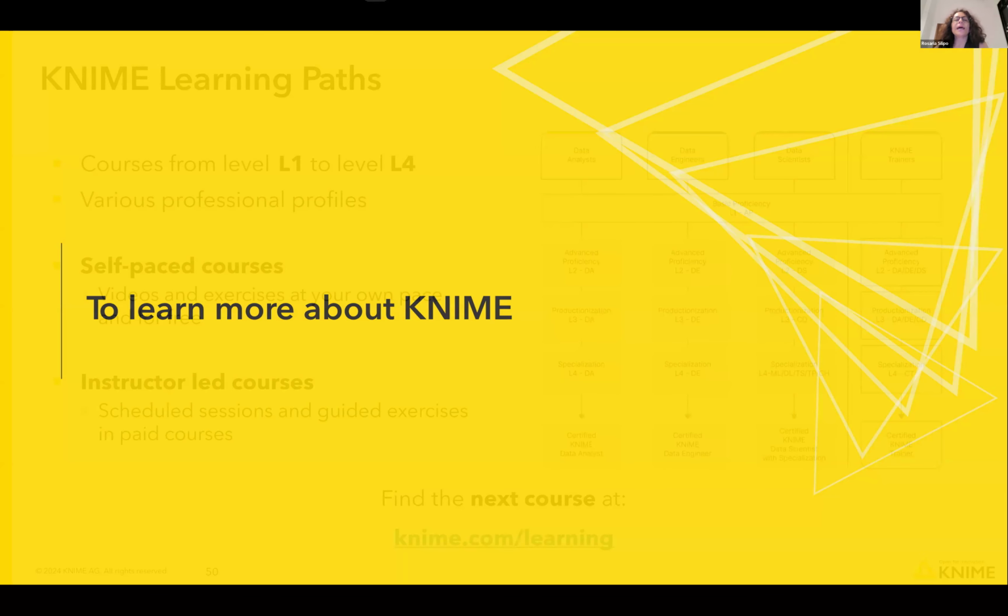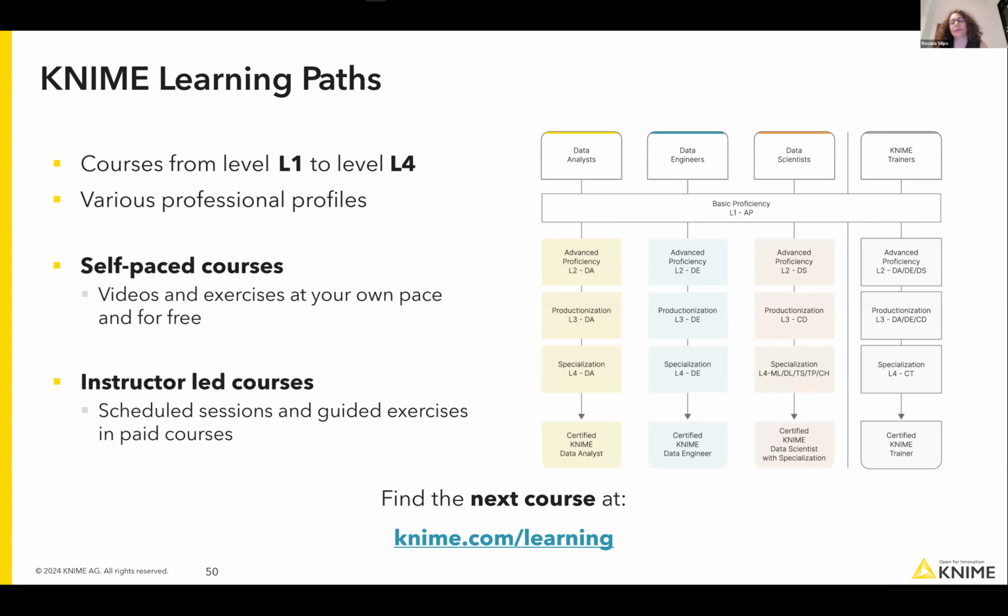If you want to learn more about Knime, we have courses, so there are self-paced courses, they are free. There are instructor-led courses, they are not free, they are online, so they don't cost much, but they cost something. The courses are organized in levels. You start from the L1 with the basic proficiency, then you move to the L2 for the advanced proficiency. The L3 is about the whole productionization, the whole deployment. And the L4 are specialization, so that means like algorithms or data engineering best practices or data visualization, do's and don'ts, stuff like that. And then at the end, you become a certified Knime data analyst, a certified Knime data scientist, and so on.